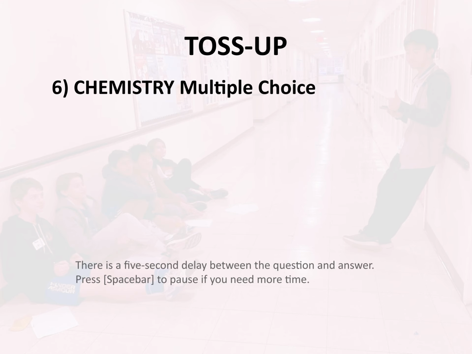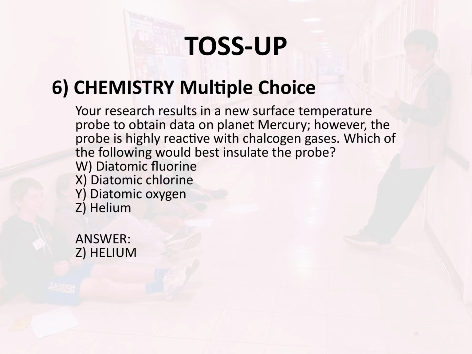Toss-up 6. Chemistry. Multiple choice. Your research results in a new surface temperature probe to obtain data on planet Mercury. However, the probe is highly reactive with chalcogen gases. Which of the following would best insulate the probe? W. Diatomic fluorine. X. Diatomic chlorine. Y. Diatomic oxygen. Z. Helium. Answer. Z. Helium.